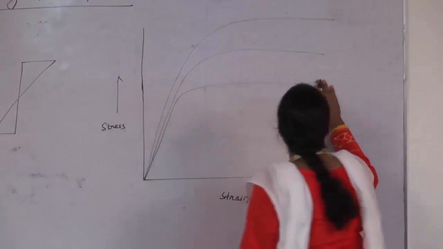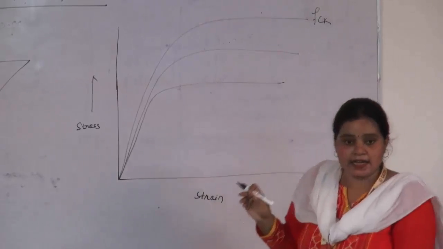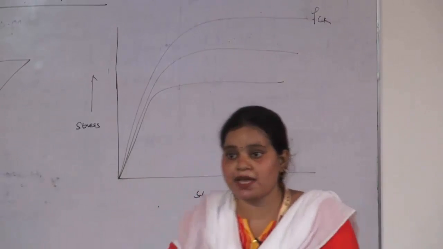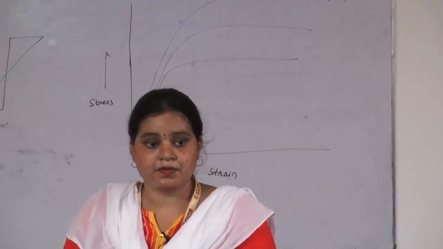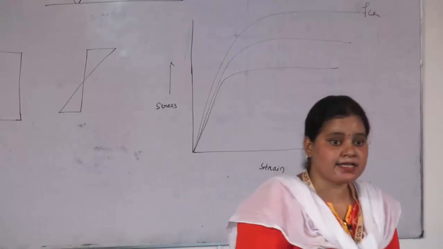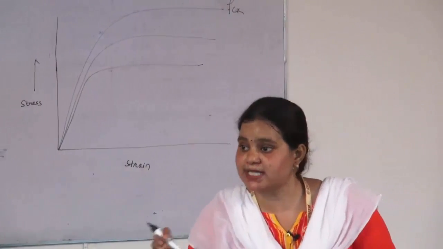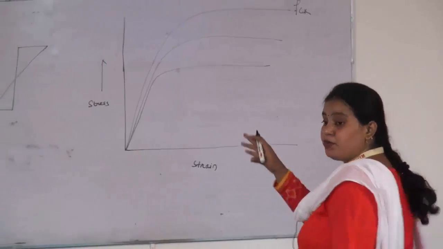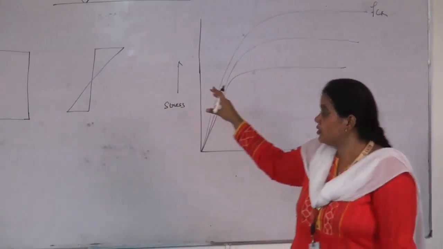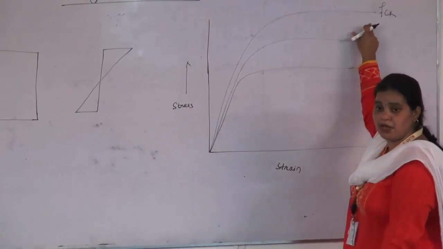The maximum value is FCK, which means the characteristic strength of concrete. What do you mean by characteristic strength of concrete? It is the strength at which 5% of test results are expected to fall during the 28 days of compressive strength. After 28 days of curing, the 5% of test results are expected to fall. Here the maximum value is 20.